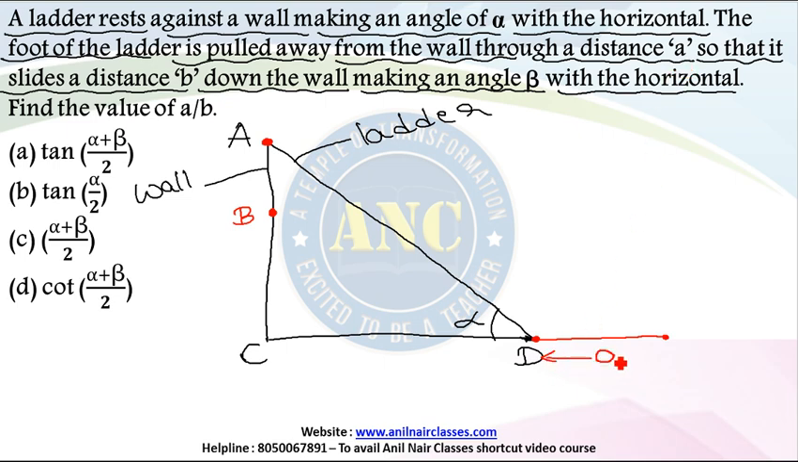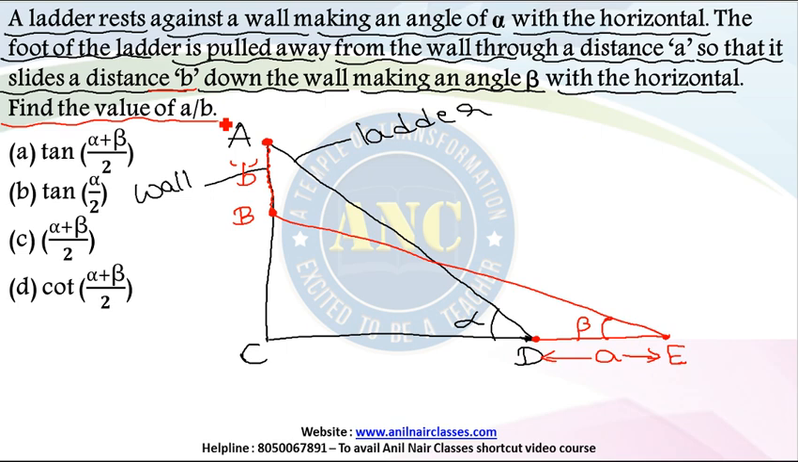That means this distance from A to D to E is represented as small a according to the question, so that it slides a distance small b down the wall. It slides a distance small b. This AB is nothing but small b, making an angle of beta with the horizontal. This particular angle from capital B to capital E is given in the question as a beta. Find the value of A by B. A by B value is what we need to find.